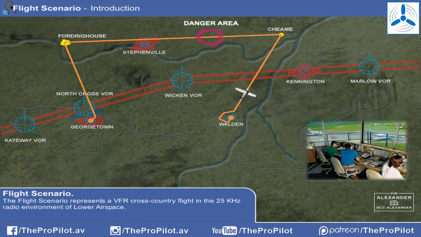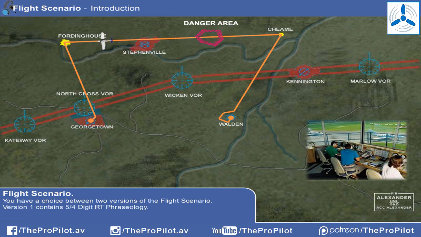The flight scenario exercise puts into context the RT phraseology that you've learnt during this course. The scenario represents a typical cross-country flight being carried out by a light aircraft in the 25 kHz radio environment of lower airspace in accordance with visual flight rules. You have a choice of two versions of the flight scenario.